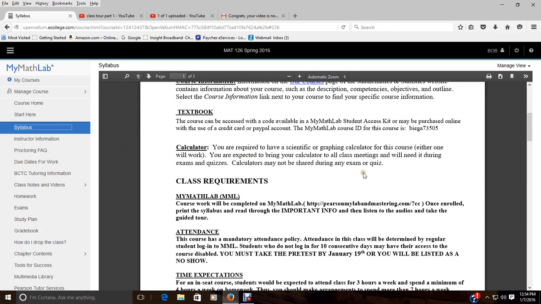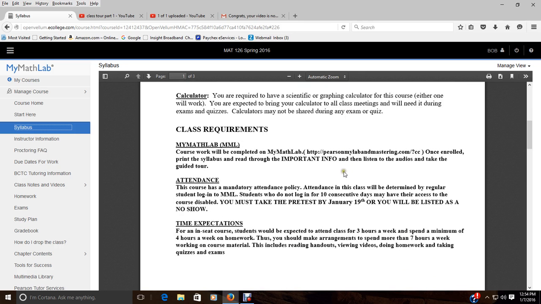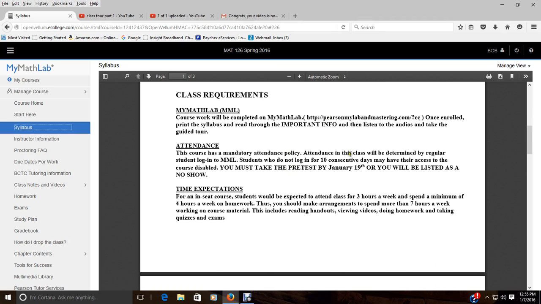Your calculator, you need a scientific or graphing calculator. Either one works. What you need to do is make sure your calculator has trigonometric functions on it, and then you have the right ones. That's sine, cosine, tangent. Course requirements, you can read through that, but the biggie is to make sure you take the pretest by January 19th, or you will be listed as a no-show, which means you will be dropped from the class. So, take that pretest. Okay.